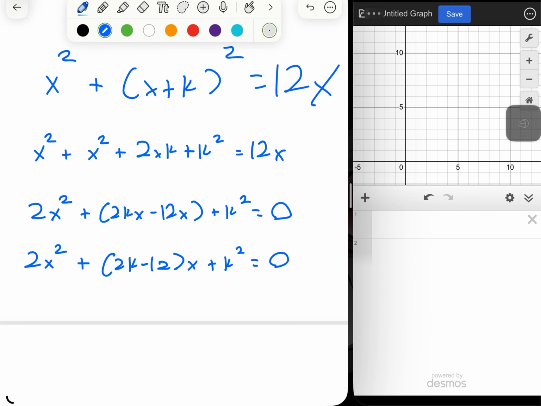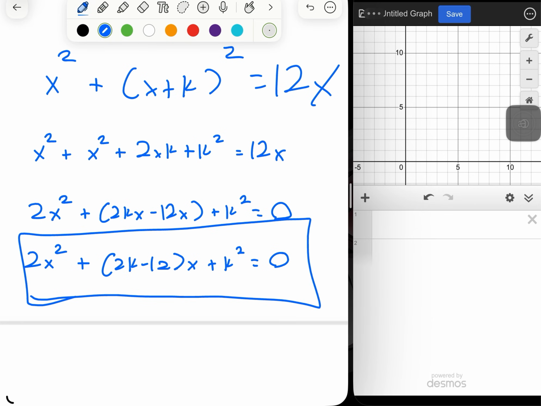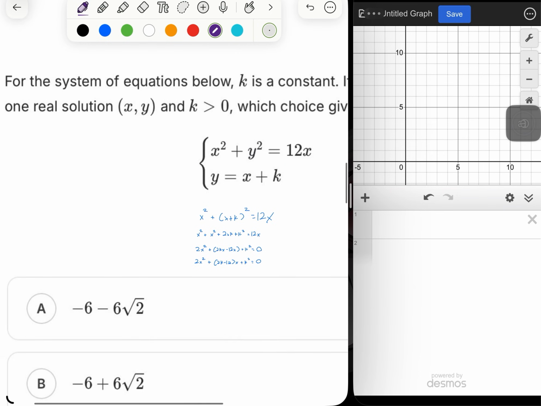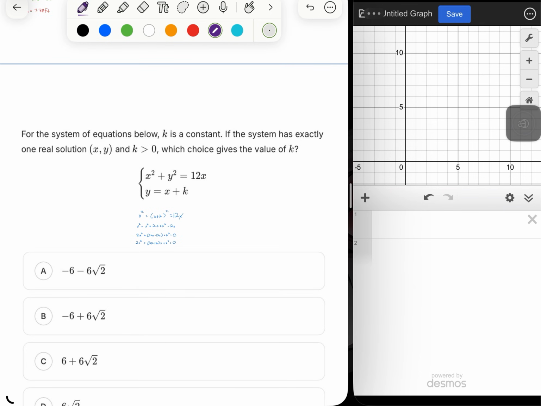So we're down to this quadratic. You'll notice that it's in the form of ax squared plus bx plus c. Remember, go back to the problem, and it tells us specifically one thing: it has exactly one real solution.